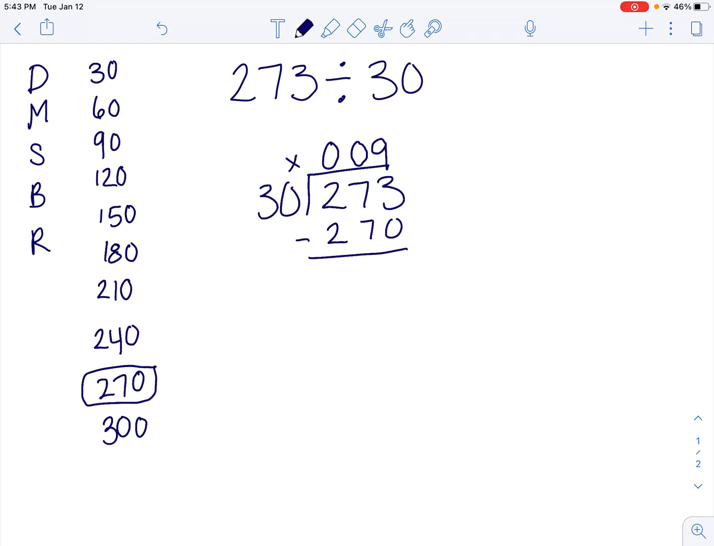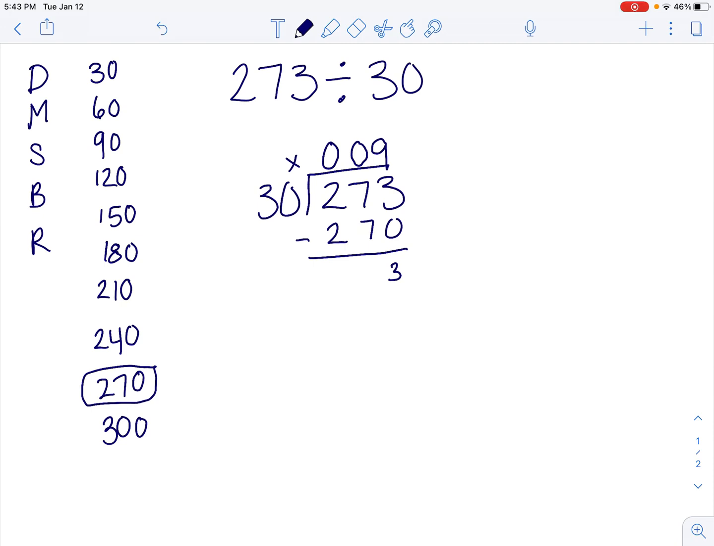Remember, when we subtract, we always start in the smallest place value. 3 minus 0 is 3. 7 minus 7 is nothing, 0, right? 2 minus 2 is nothing. So when we subtract 273 minus 270, we get an answer of 3.